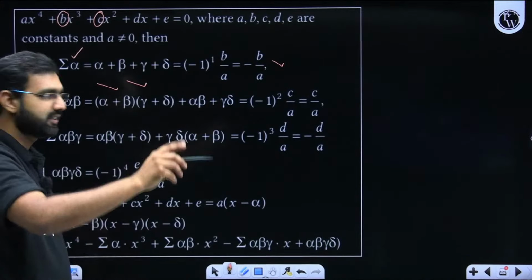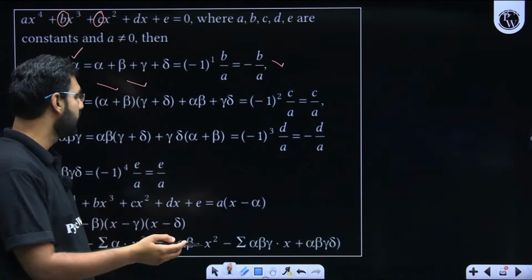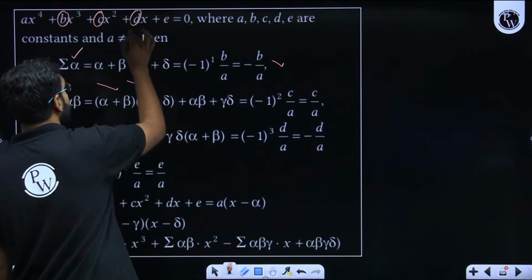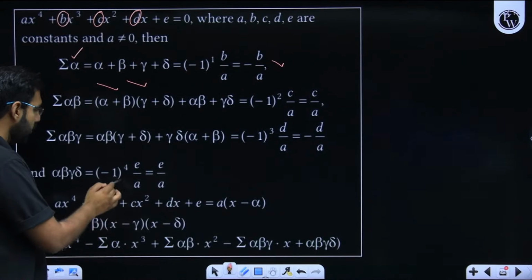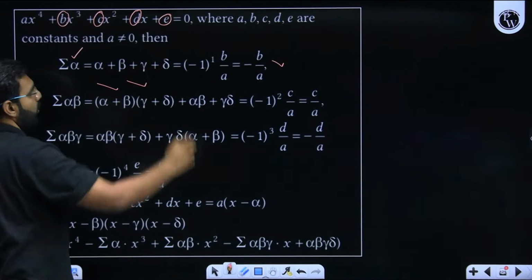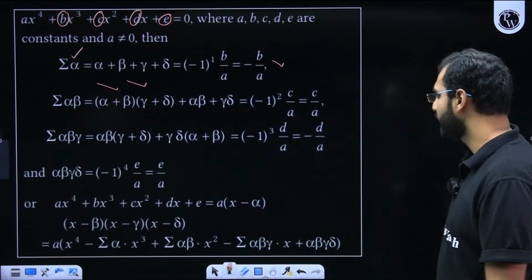Alternatively, sign changes. Sum of the roots taken 3 at a time, alpha beta gamma, alpha beta delta, and so on, that summation is minus d upon a. And the product of all 4 roots, that is alpha into beta into gamma into delta, that is e upon a. That same can be followed for a cubic or pentic as well.